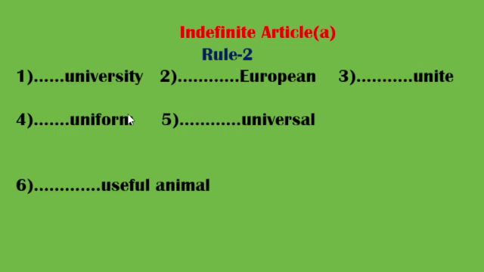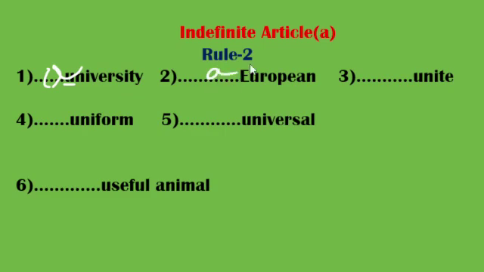If you observe the word university, it is a word which starts with a vowel letter. Though it is a vowel letter, the pronunciation the word gives is a consonant sound. That's the reason here we have to use indefinite article a. In the same way, the second one is European. European is a word which starts with a vowel letter, but the pronunciation is giving a consonant sound. That is the reason even here we have to use indefinite article a.